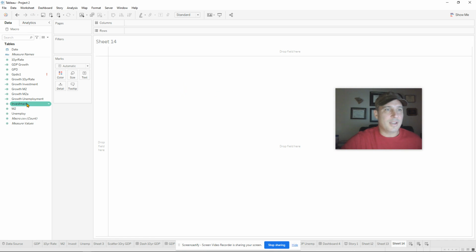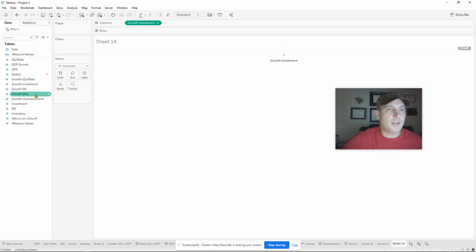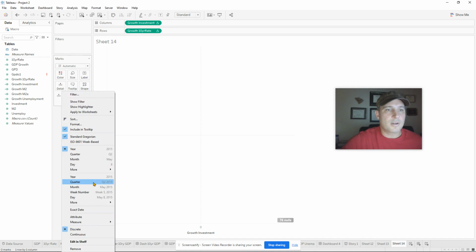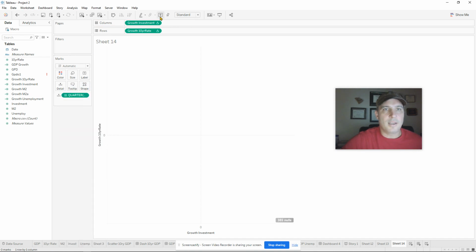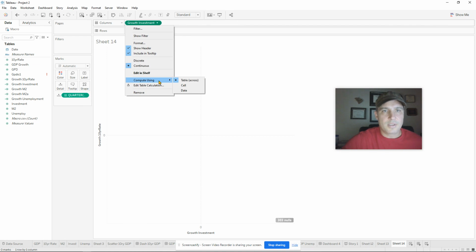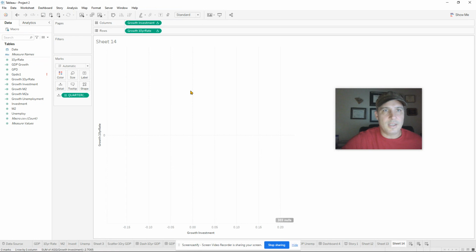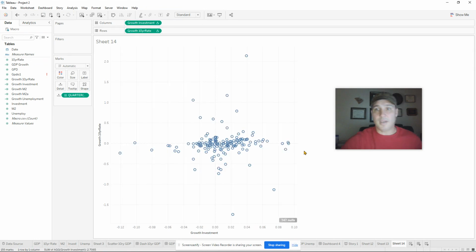Now let's go ahead and take a look at the growth of investment and the growth of, what would we have here? The growth of the 10-year rate. And let's look at these over time, scattered by the quarter year. And I think I need to do something here, which was compute using date. I think that was it, right? Compute using date. And there we go.